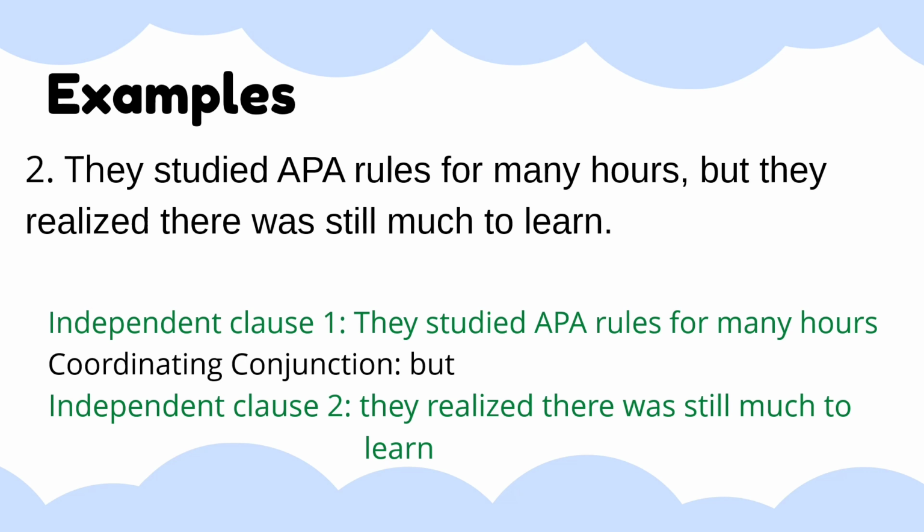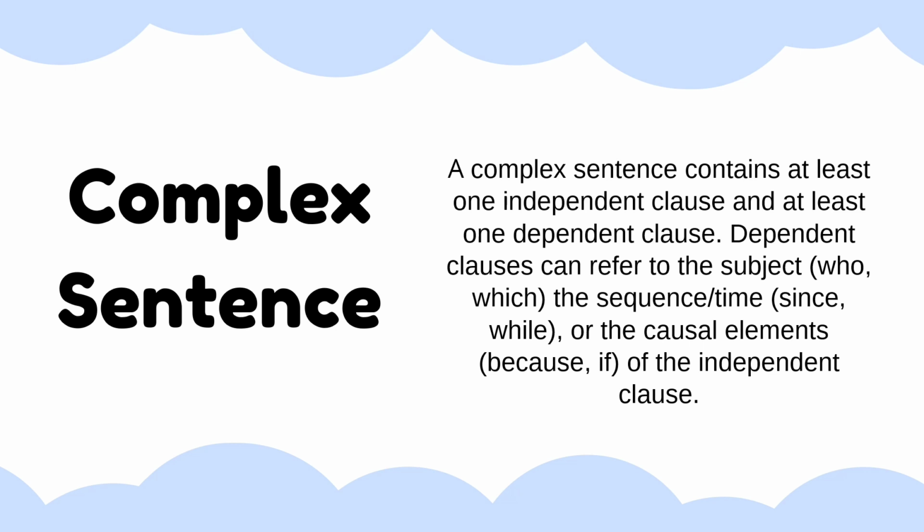The third type is complex sentence. A complex sentence contains at least one independent clause and at least one dependent clause. Dependent clauses can refer to the subject, who or which, the sequence or time, since or while, or the causal elements because and if of the independent clause.